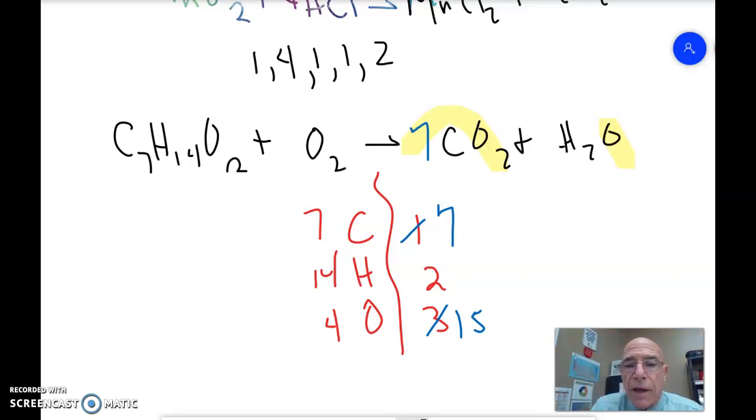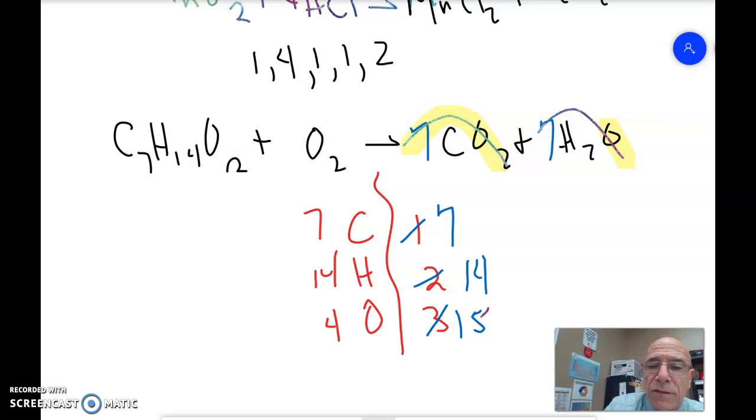Now I'm going to take care of hydrogens. You can see I have 14 hydrogens on the left and 2 on the right. Well, if I multiply H2O times 7, you'll see that now I can get 14 hydrogens on the right. And my oxygens are going to change again. So now I'm going to go 7 times 2 is 14, plus 7 times 1 is 21. So my number of oxygens is 21 now on the right-hand side.